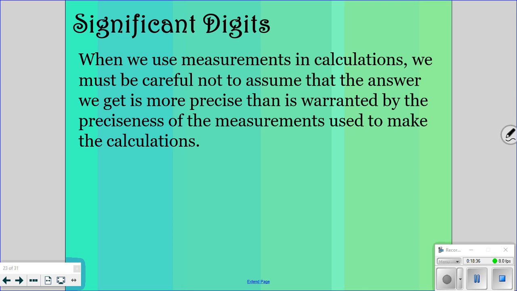If you've taken chemistry 1 or 2, you should be familiar with sig figs, hopefully, significant figures. So when we use measurements in our calculations, we have to be very careful not to assume that the answer we get is more precise than what is warranted by the preciseness of the measures that we use to make our calculations. So you just have to be really, really careful about your significant figures in your final answer.